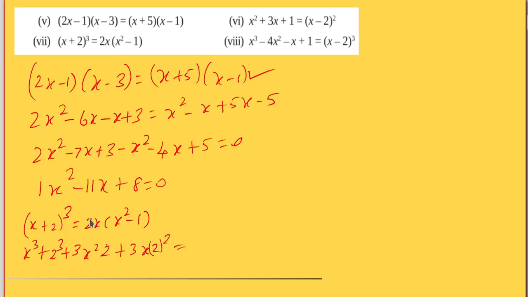Okay, this side we have to expand. 2x into x² becomes 2x³ − 2x. Now bring everything to one side. x³ here, this is plus 8, 2³ becomes 8 now, plus 3 twos are 6, 6x², and this one, 2 twos are 4, 2² now, 4 threes are 12, plus 12x, and this if you bring here, − 2x³ + 2x = 0.